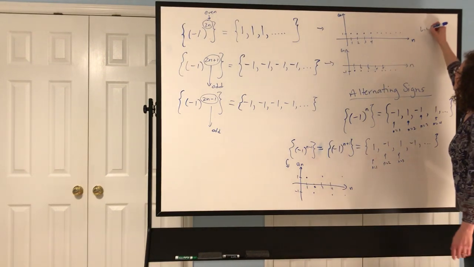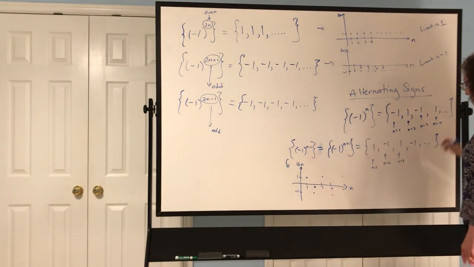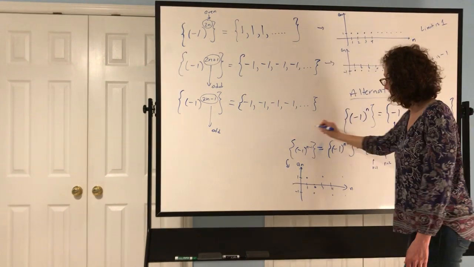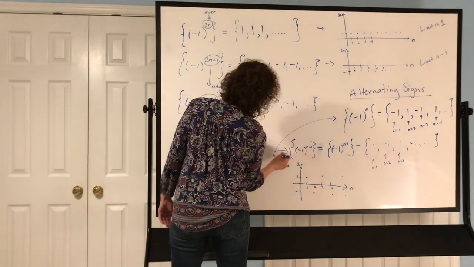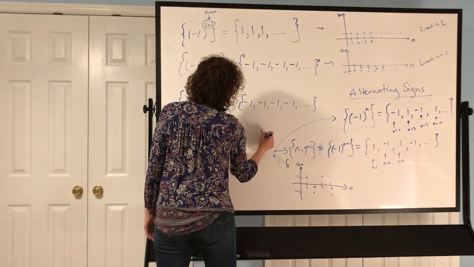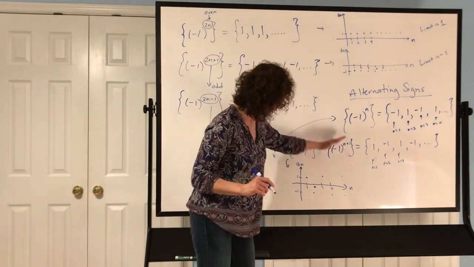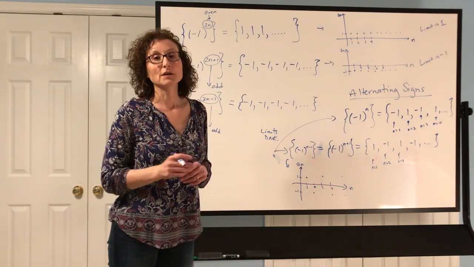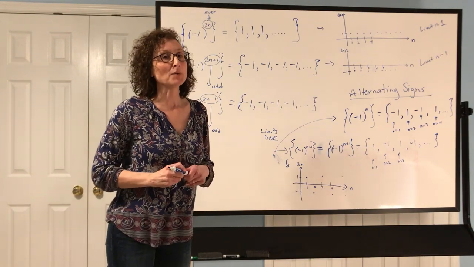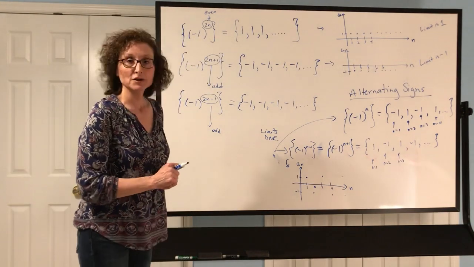So for this one, the limit is 1. For this one, the limit is negative 1. And for these two guys down here, the limits don't exist. Why? Because we bounce between two different numbers. So that tells us we need a real definition of limit. And I think I should probably end this video now before we dive into that definition of limit.